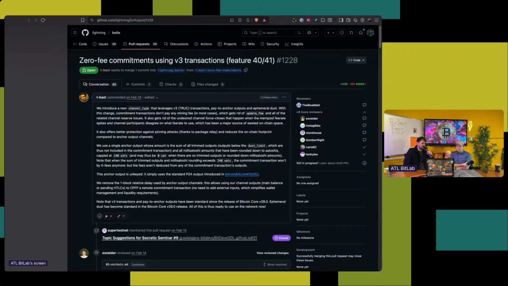But it goes to show how all of these complicated pieces fit together. We have pay to anchor outputs now. We have V3 TRUC transactions. We have ephemeral dust, and now we have cluster mempool, and we can do things like zero fee Lightning channel closes.